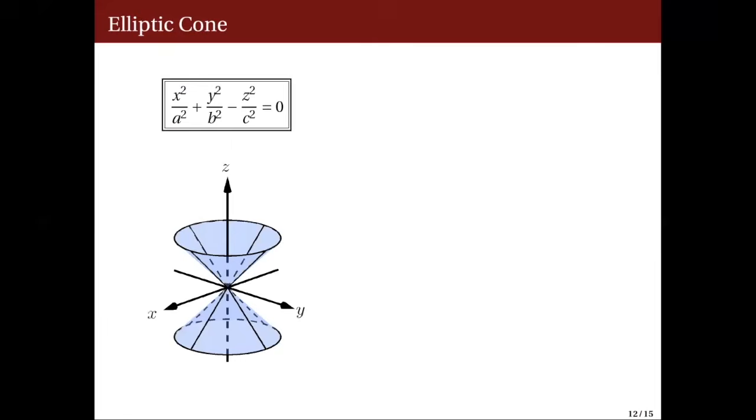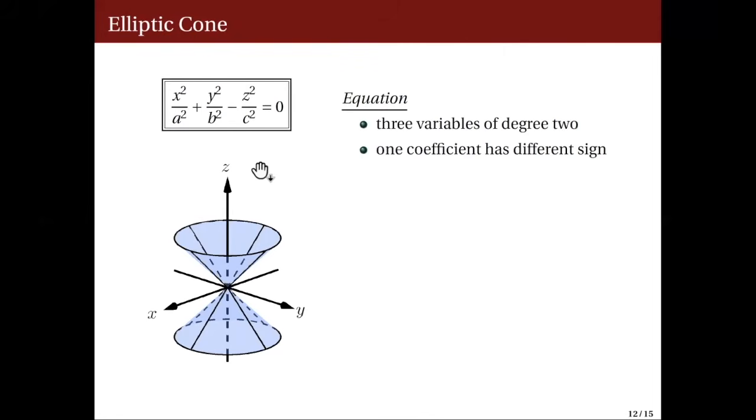The fourth type of the central quadric surfaces is called the elliptic cone. This is an equation of the elliptic cone that is shown in the figure. Let's make necessary observations on the equation. Observe that all three variables are still of degree 2. One coefficient has different sign. The constant term is 0. So this condition here makes it very much different from the first three examples.